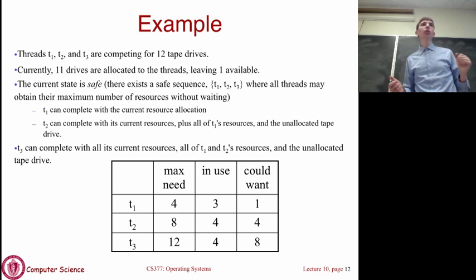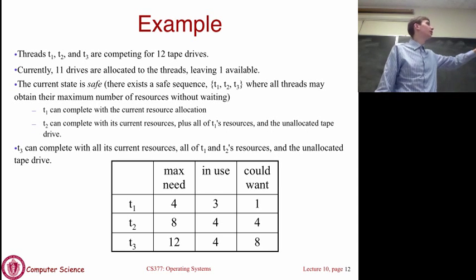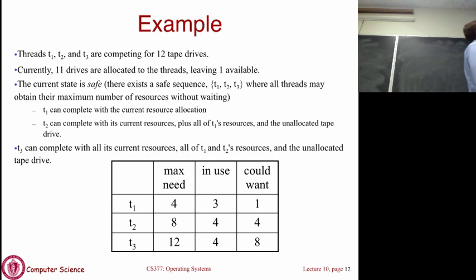Make sense? We could do it in some other order that might not be good, but as long as there is a sequence in which we can assign things to guarantee that deadlock will not occur, then it's still a safe state. So this state is safe. Make sense?